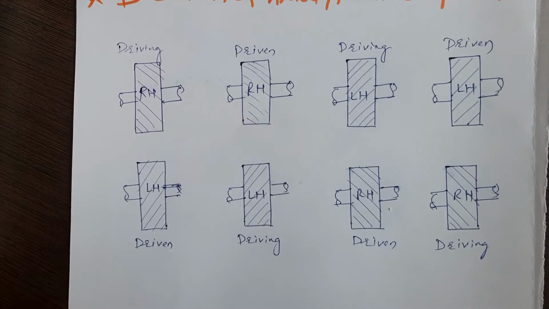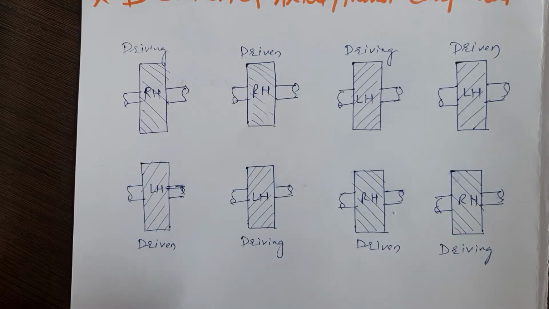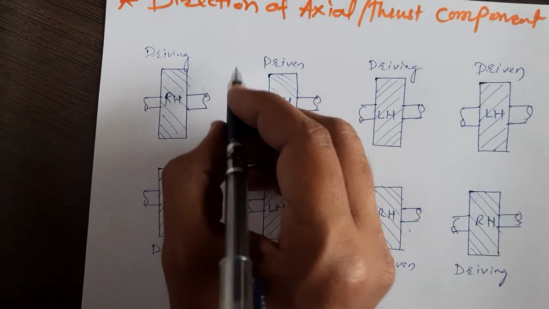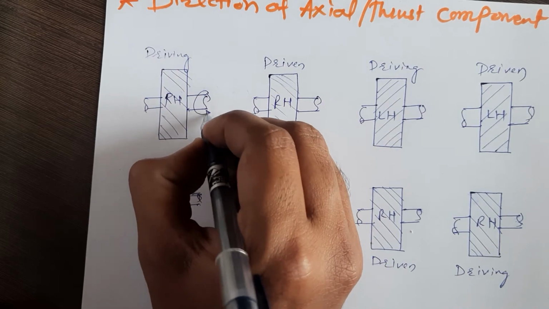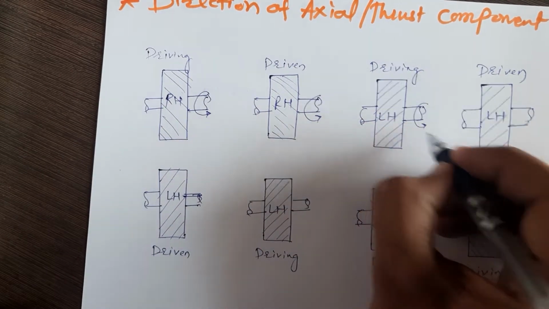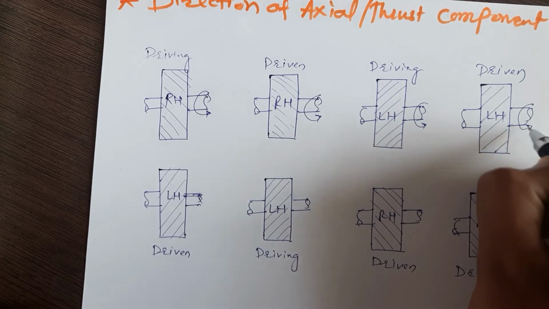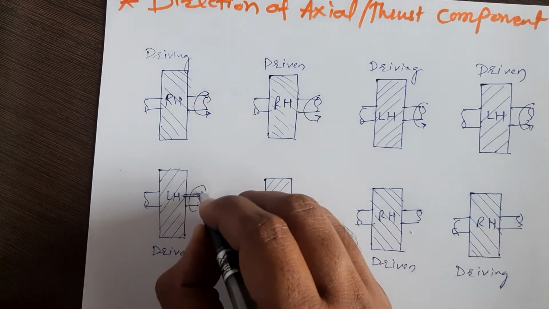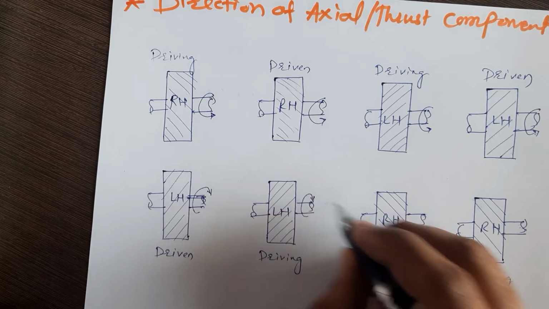Okay, so here how to find the direction of axial component, that we will see here. So here for example it is rotating in this direction. Now direction of rotation we will show. So these all will rotate in opposite direction.